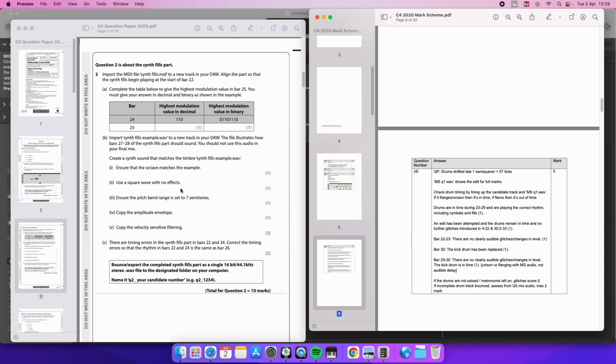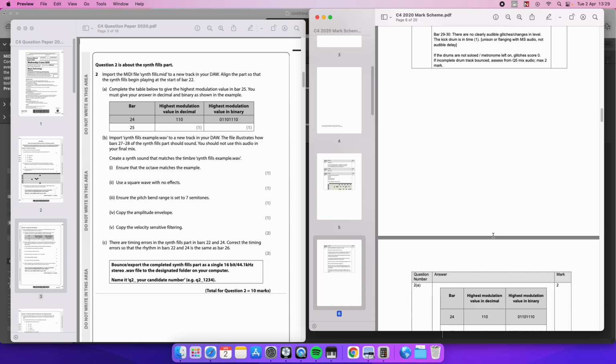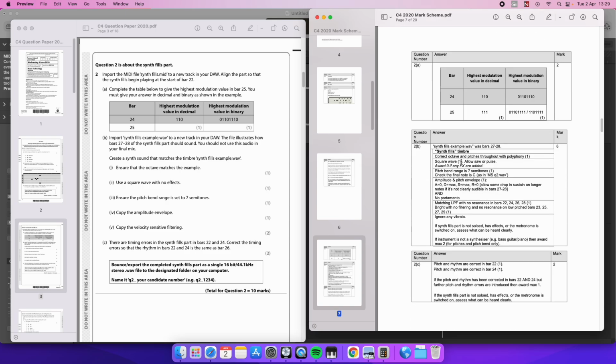Use square wave with no effects on the synthesizer. Ensure the pitch bend range is set to 7 semitones. Copy the amplitude envelope. Copy the velocity sensitive filtering. All right, that's a lot to unpack. It's a big boy.